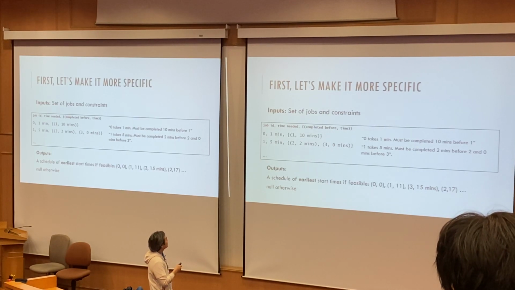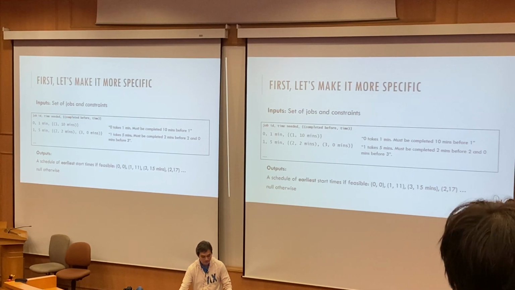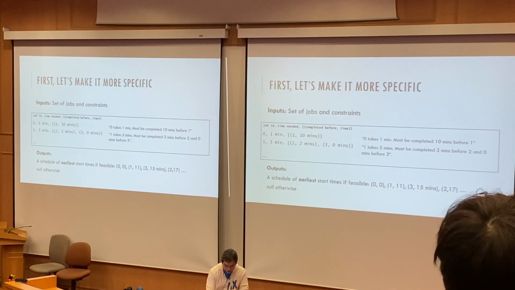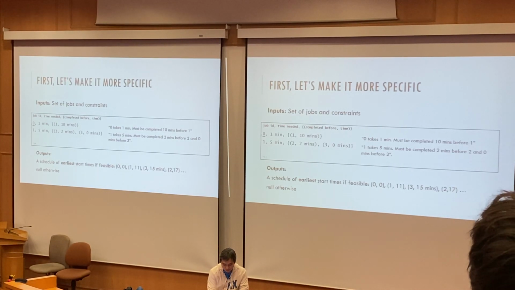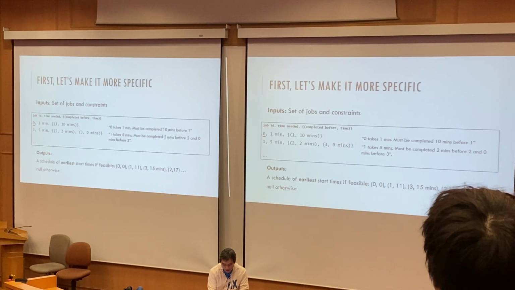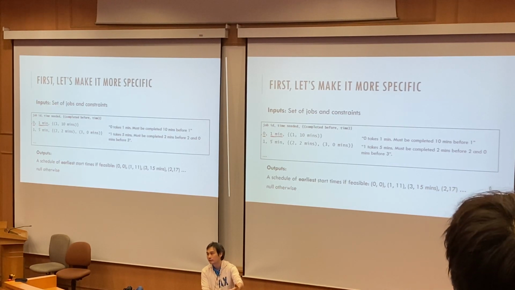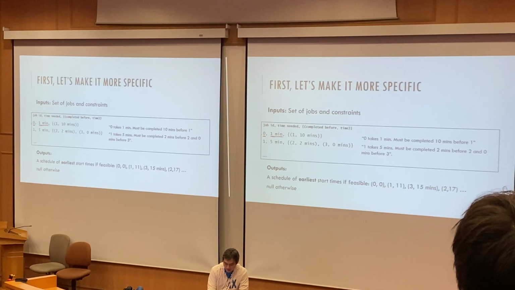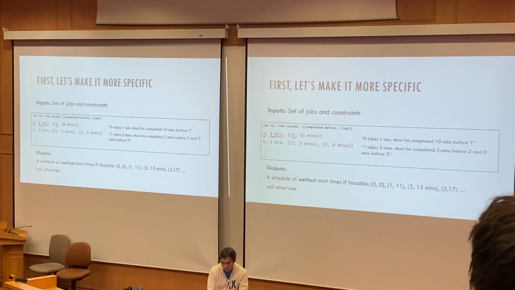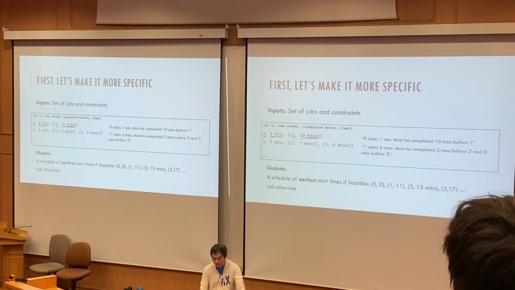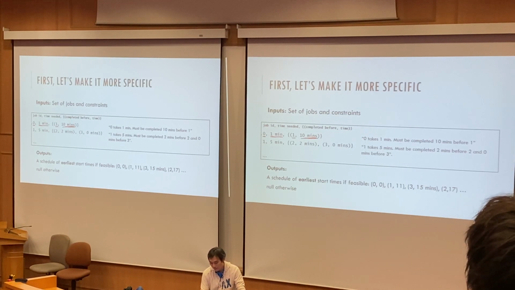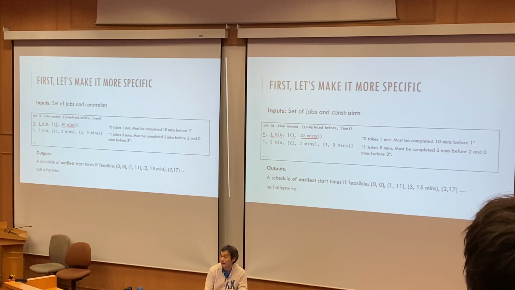We have jobs. These are the jobs. Let's say job 0. The job ID is 0. You need 1 minute to complete job 0. Job 0 must be completed 10 minutes before job 1. So this is the interpretation: 0 takes 1 minute, must be completed 10 minutes before 1.